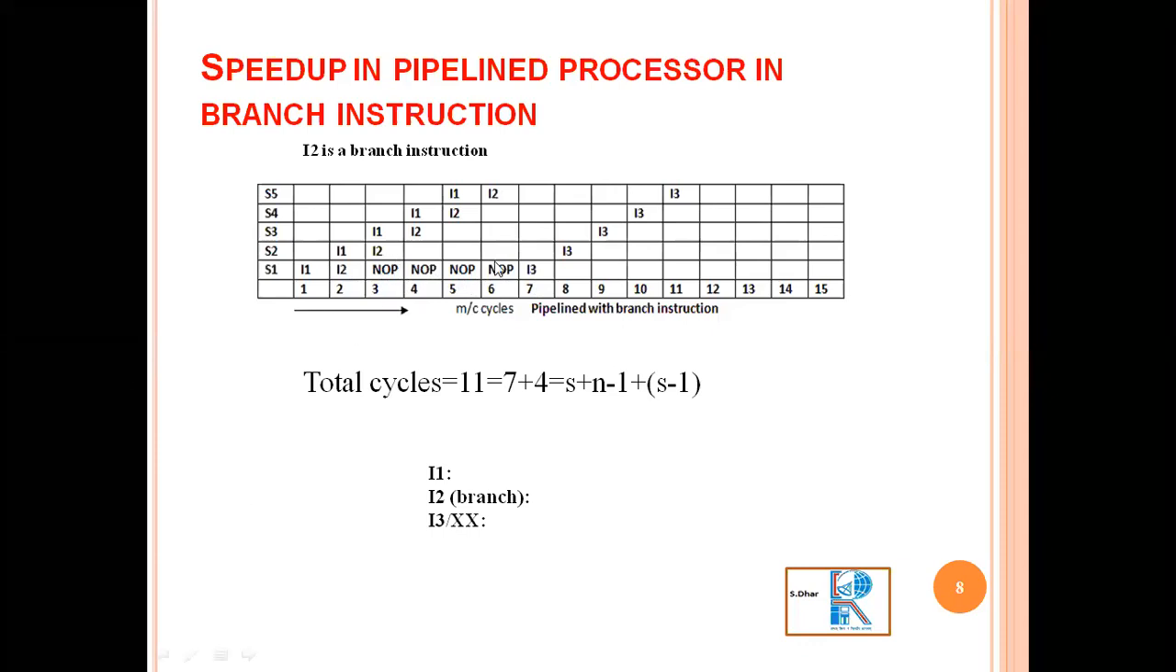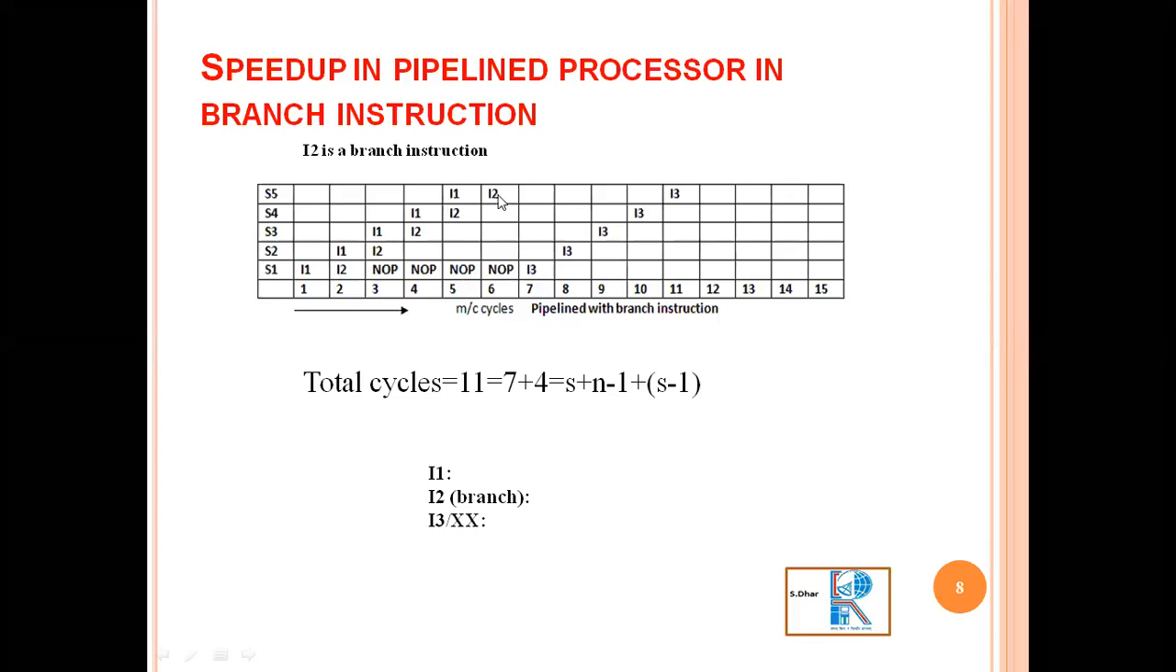The pipeline will be stopped, and only the next instruction in the pipeline can be started after the completion of I2. See here, suppose I1 starts here. Then I2 completes here and finds the next instruction is I3. So I3 will start from here, then it will go through the pipeline.